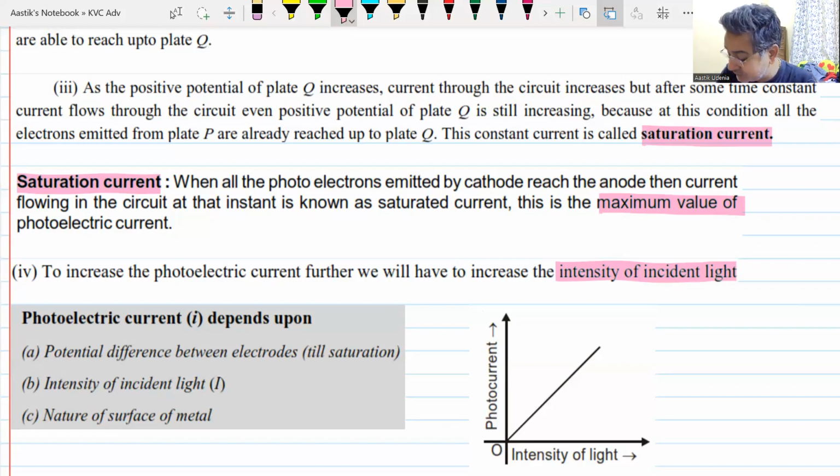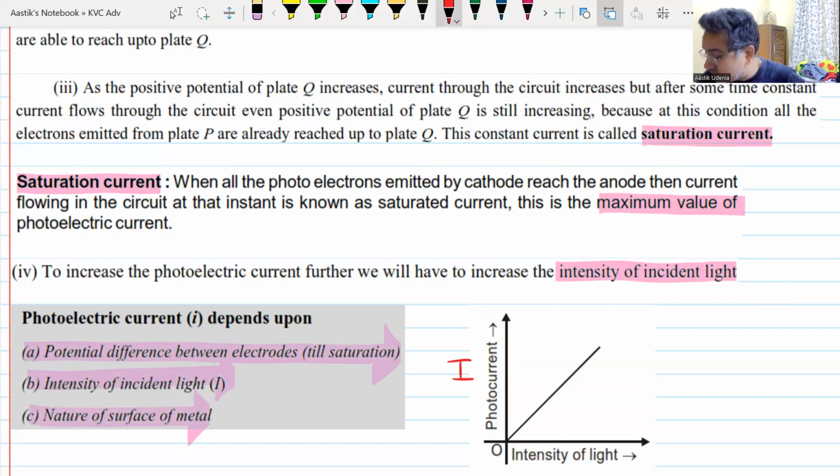Photoelectric current depends on, number one, the potential difference between the electrodes till saturation. It depends on the intensity of light I, and it depends on the nature of the photoelectric surface. Here we have a graph between intensity I, which is plotted here, and the photoelectric current I. As you can see, this photoelectric current is directly proportional to the intensity, subject to the condition that the frequency must be greater than f naught. If frequency is less than f naught, nothing will happen. Do we understand this? Yes, sir.